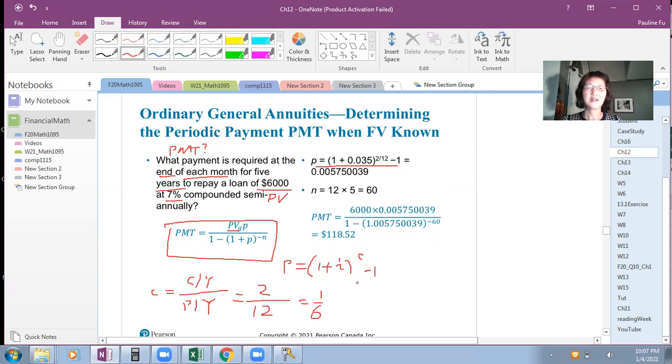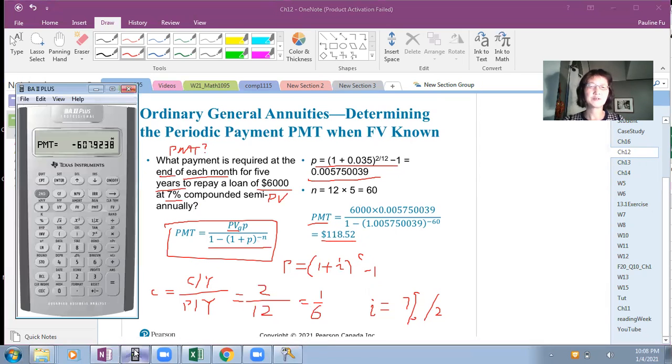And you plug in I. What is I? 7% compounded semi-annually divided by 2, 3.5%. That is I. Plug in I here, plug in C. You figure out the P value. Once you get the P, the equivalent rate of interest, plug in the P value in this formula, you get PMT, $118. So this is the formula method.